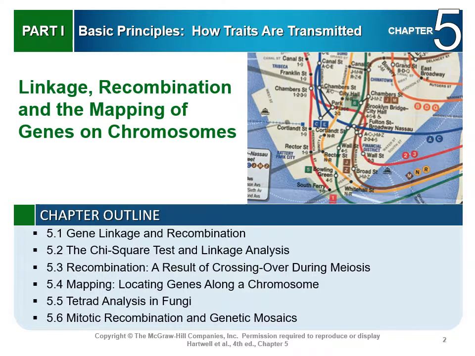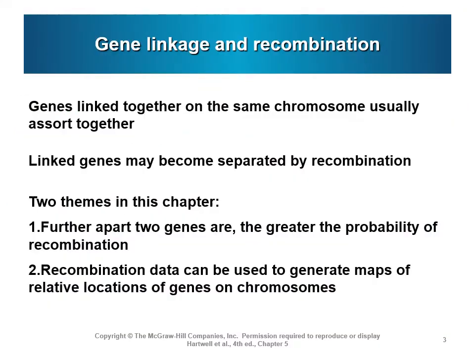Chapter 5 covers genes, linkage, recombination, and mapping on chromosomes. So let's talk about gene linkage and recombination. Genes that are associated together usually are assorted together. However, sometimes linked genes may become separated by recombination. The farther they are from each other, the better the chance of recombination.